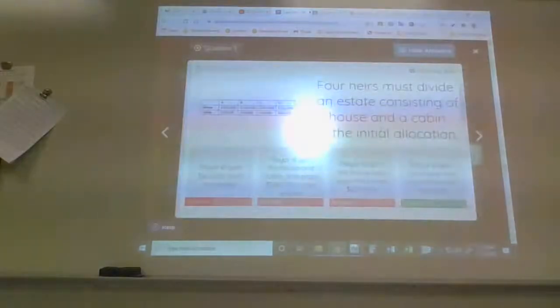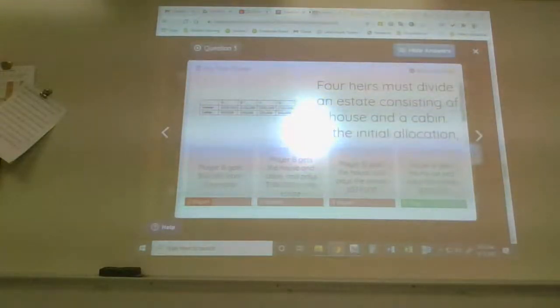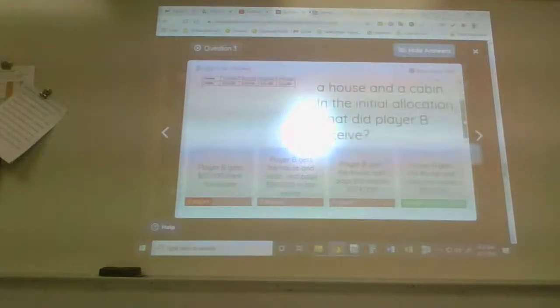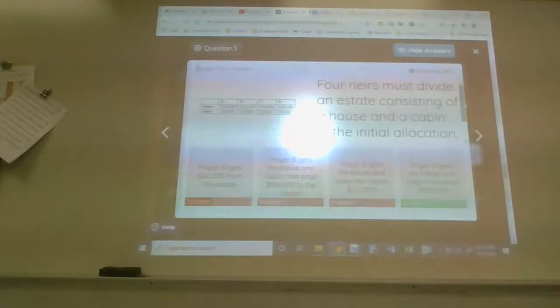Got you. Let's see. Four heirs must divide an estate consisting of a house and a cabin. In the initial allocation, what did player B receive? Well, player B only outbid everybody for the house. Remember, the allocation is basically who gets what object. That's the allocation.